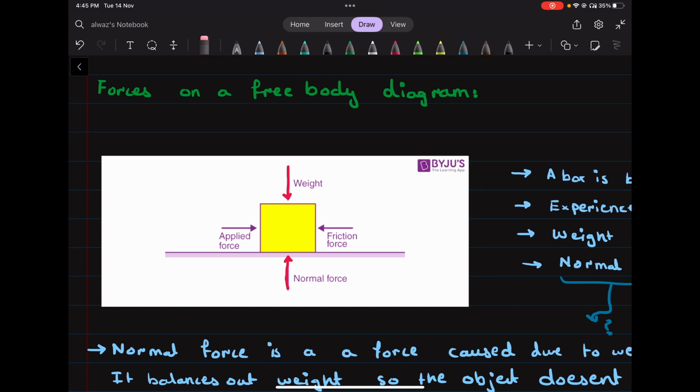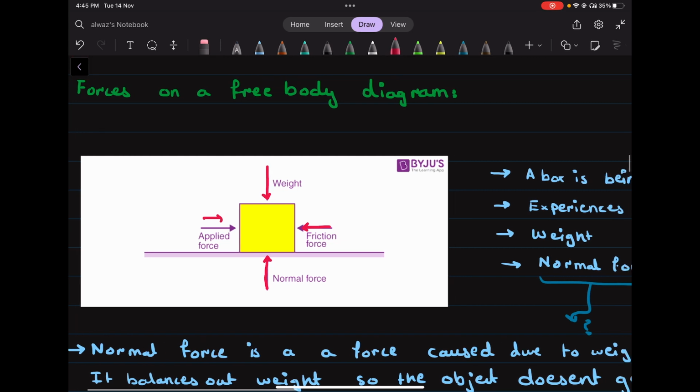And then we have friction force, which is going against the applied force. This is going to be in the opposite direction. Friction force, just like the air resistance and drag, works opposite to the motion. So, for example, if the force is acting towards the right, the friction will always act opposite to the force. It will act towards the left, just like we see in this example.